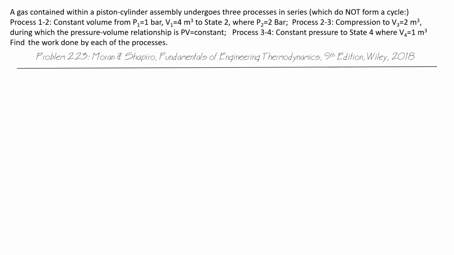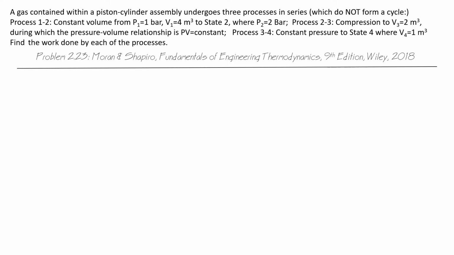A gas contained within a piston cylinder assembly undergoes three processes in series. Now, these processes do not form a cycle. Process 1-2 is a constant volume process from P1 equals 1 bar, V1 equals 4 cubic meters, to state 2, where P2 equals 2 bar.